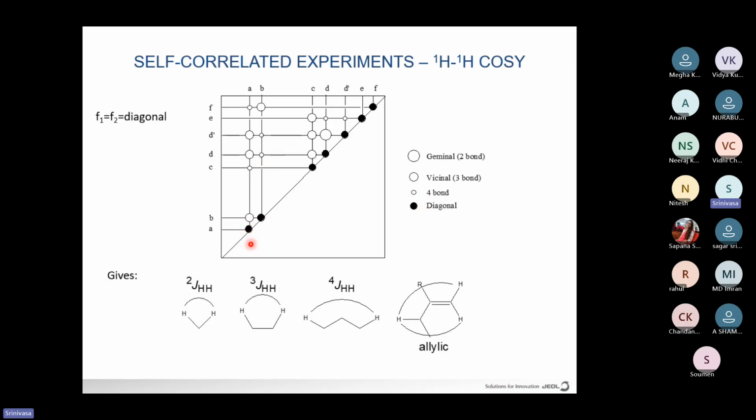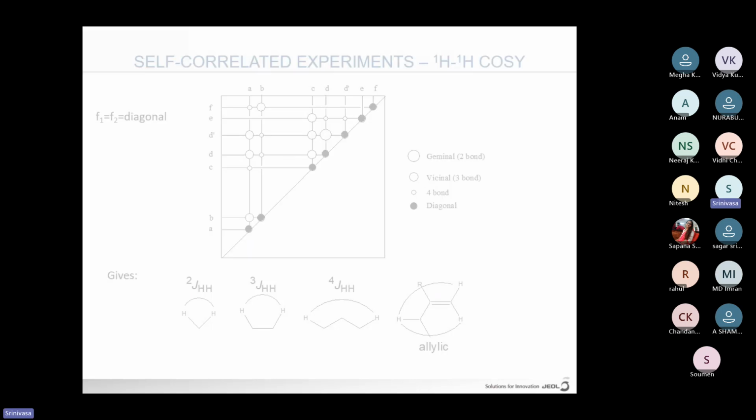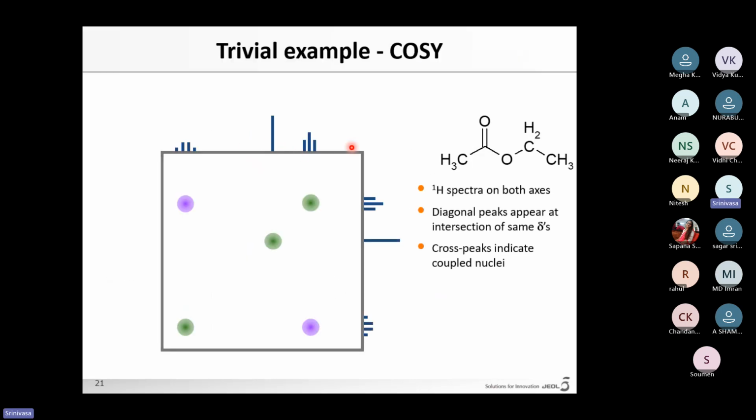And diagonal peaks, of course, are at the frequency, direct peaks from the individual groups. Please remember that in the COSY experiment, the diagonal peaks do not have any kind of information. It is the same as a 1D proton experiment. The information is only in the cross peaks.